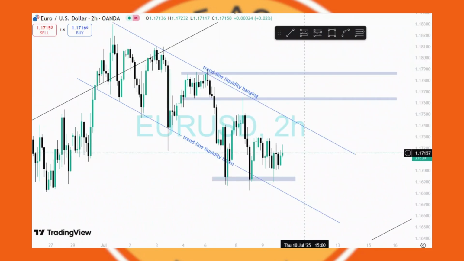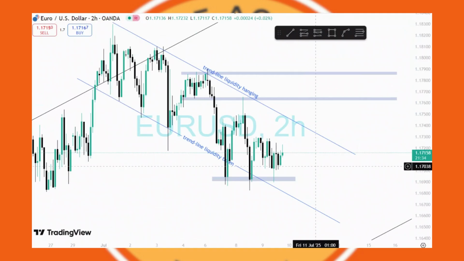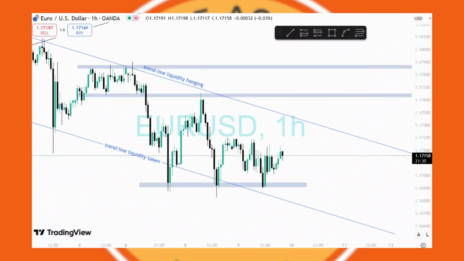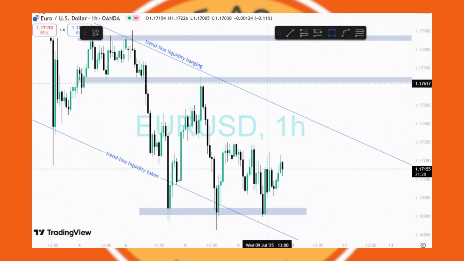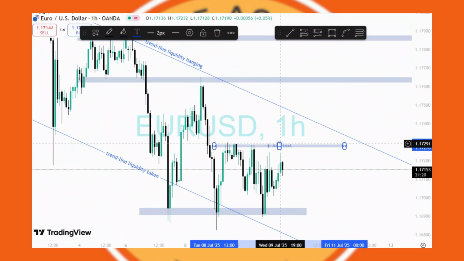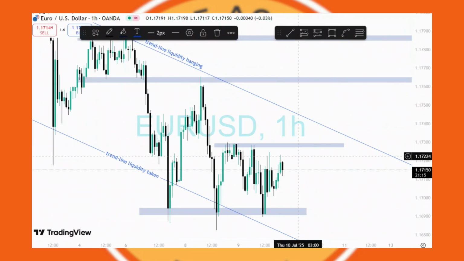Okay, and then we have a zone here. Yeah, we good. So let's move to the 1 hour. So you see we have another one here. You see we have another zone. Yeah, there's a lot going on here. This market is still deciding where it wants to go.